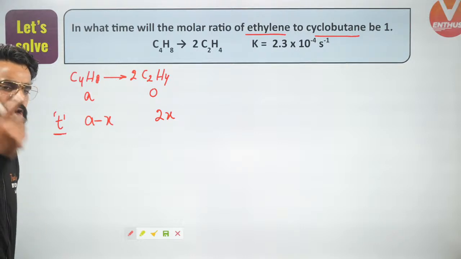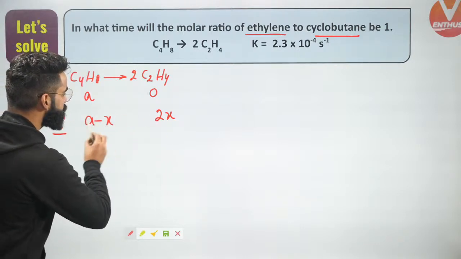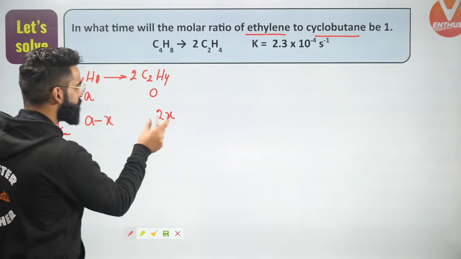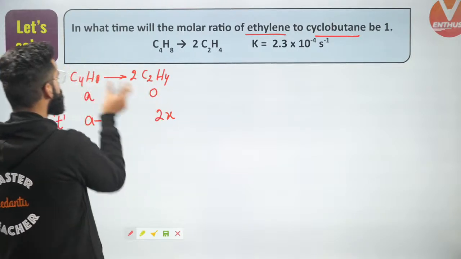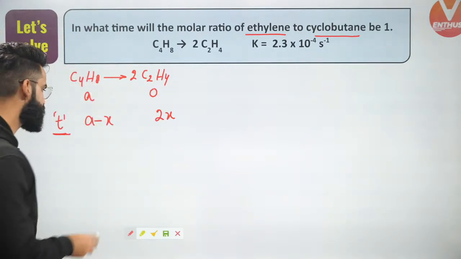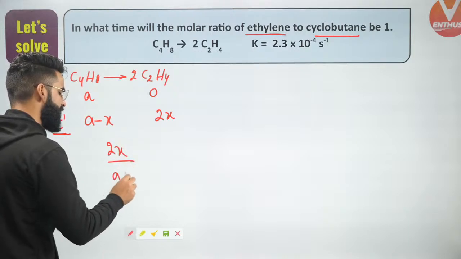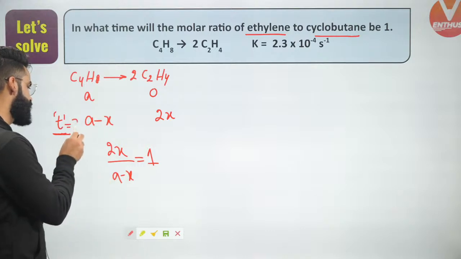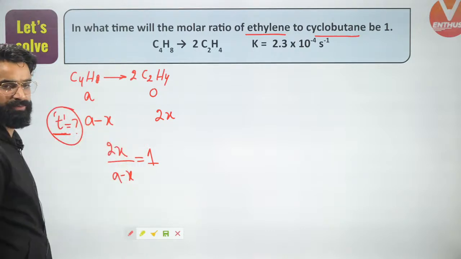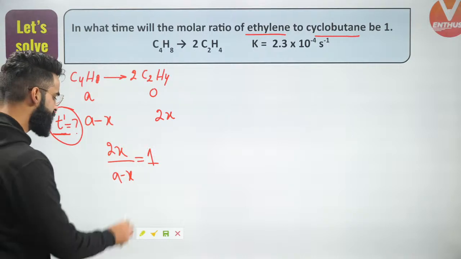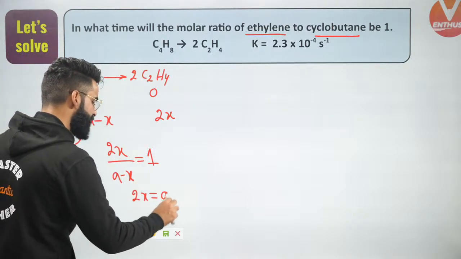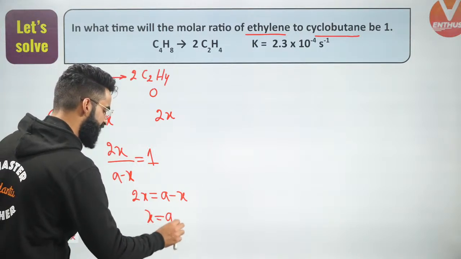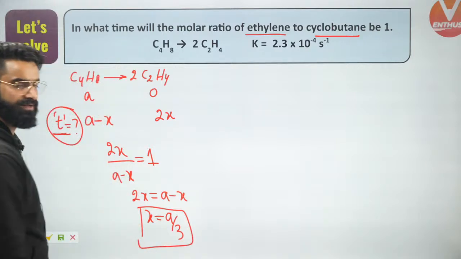And I'm assuming at time t, the molar ratio of ethylene to cyclobutane becomes 1. So 2x divided by A minus X is equal to 1. I need to calculate at what time their molar ratio becomes equal to 1. What can I conclude from here, guys? Can I say 2x is simply equal to A minus X? Or can I say x will be equal to A divided by 3? I got the value of x right here.